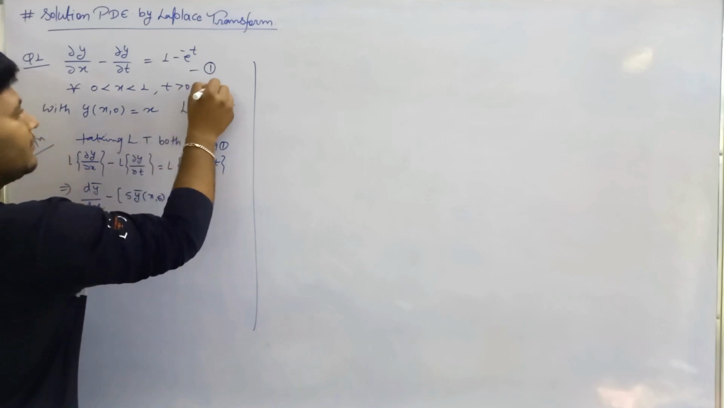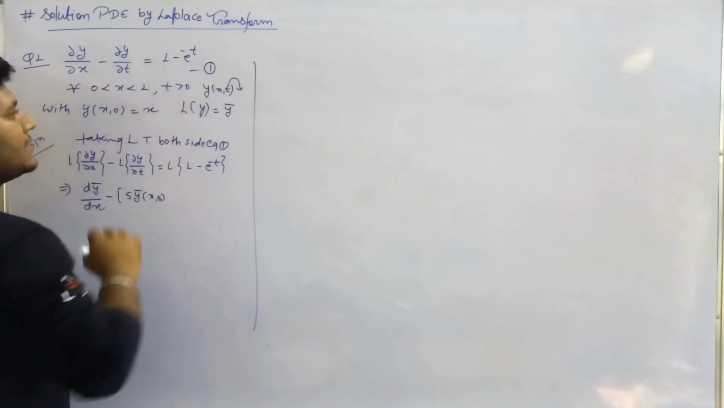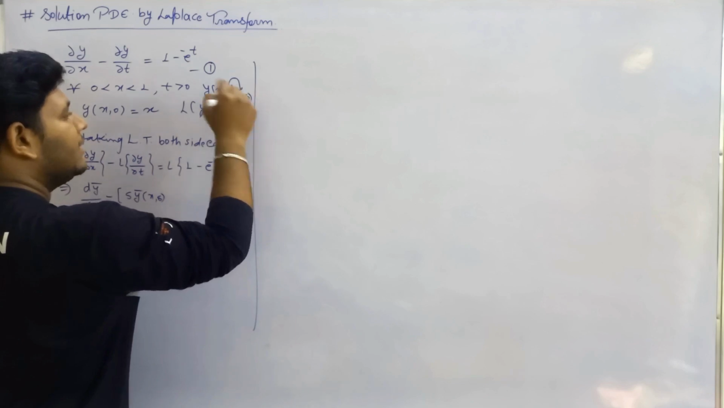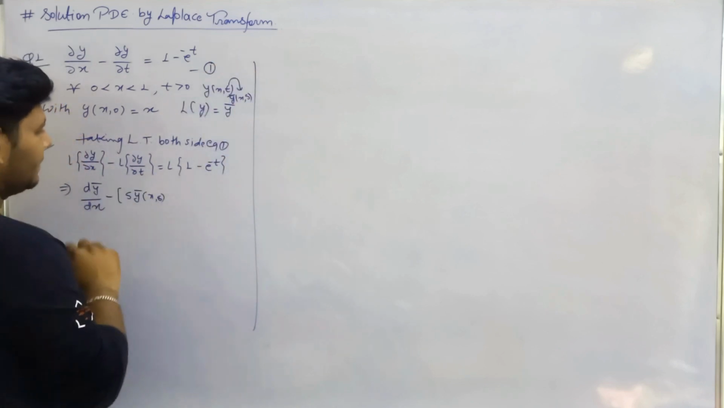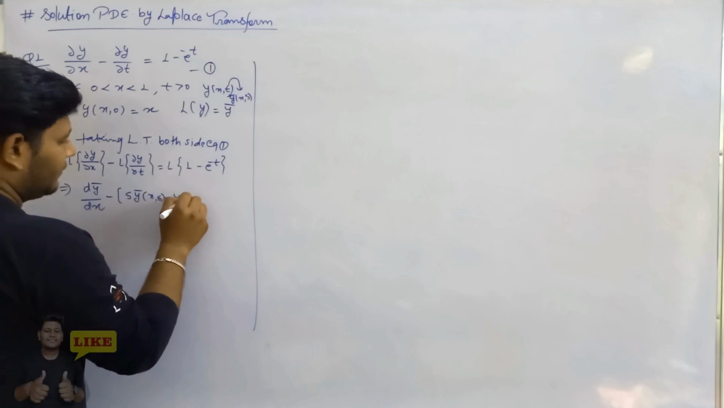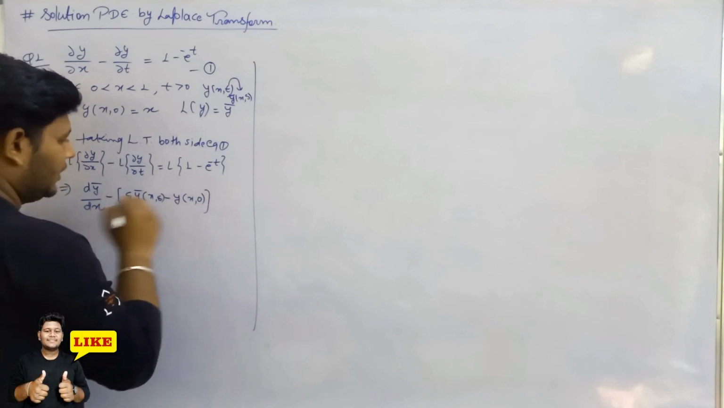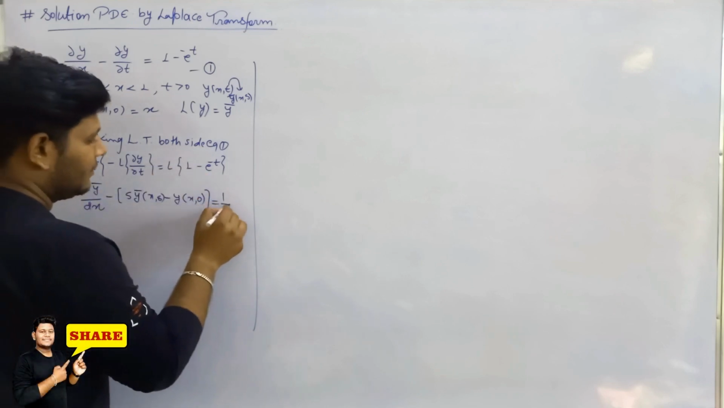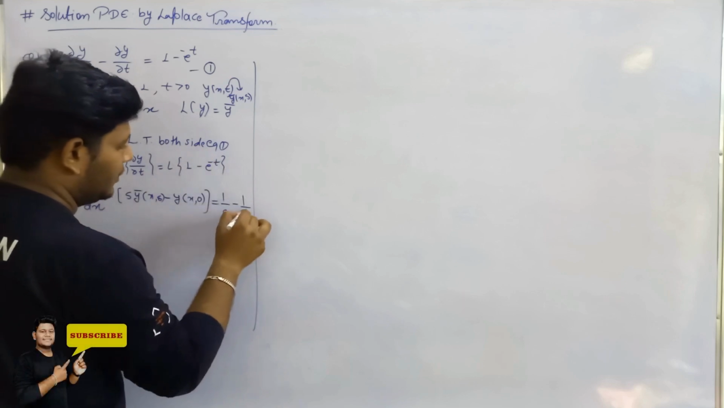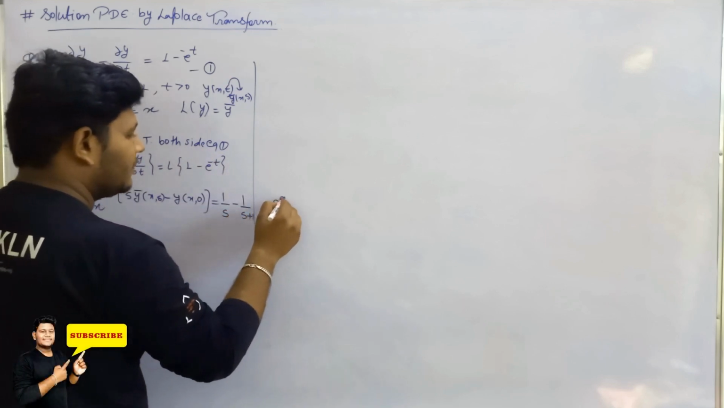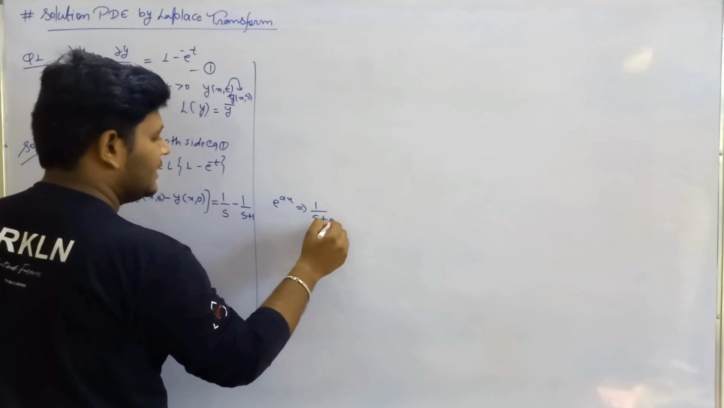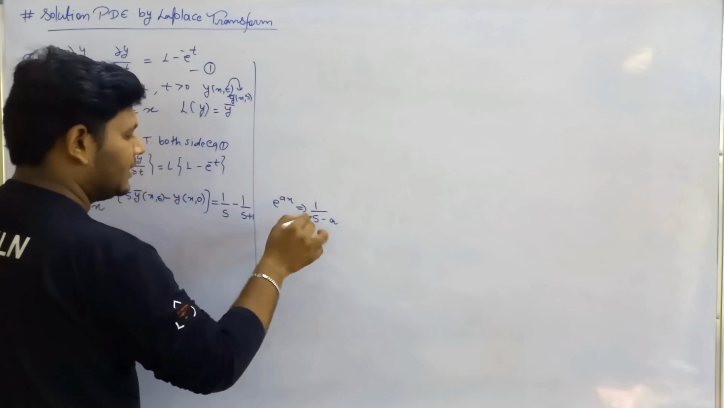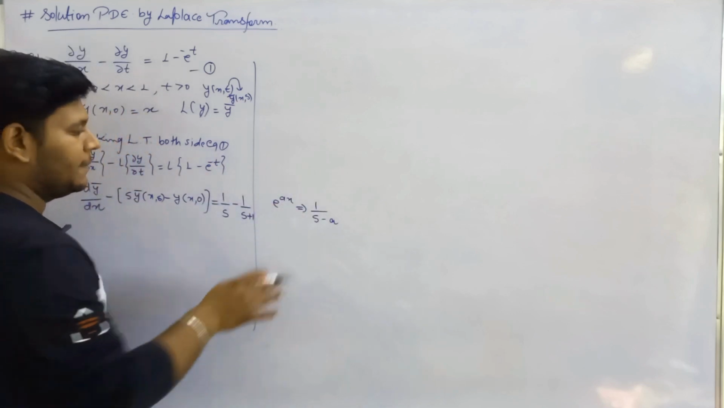a function of x and s. Because y is a function of x and t, we are taking the Laplace with respect to t. So y bar is a function of x and s, where t is converted into the Laplace parameter s, minus y of x comma 0, at t equal to 0. Now the Laplace transform of 1 is 1 upon s, and the Laplace transform of e to the power minus t is 1 upon s plus 1, because the Laplace transform of e to the power at is 1 upon s minus a, and here a is minus 1, so it will be s plus 1.